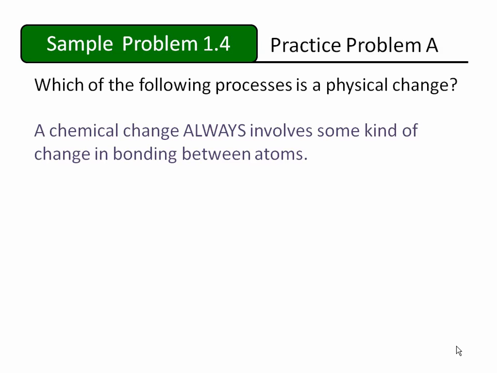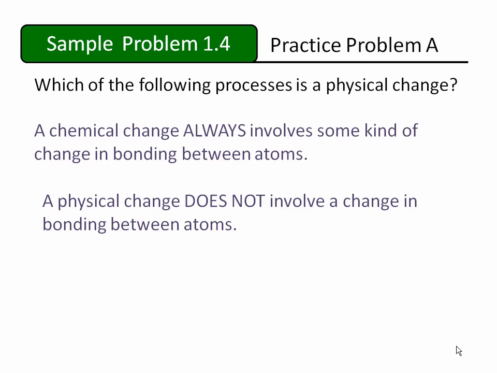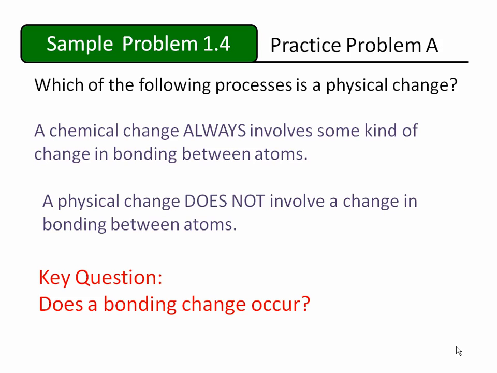A chemical change will always involve a change in bonding between atoms. A physical change does not involve a change in bonding. So as we look at the situations that follow, we'll ask ourselves this key question. Does a change in bonding occur?